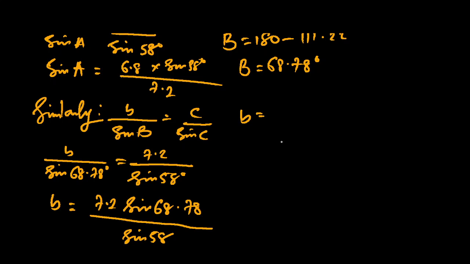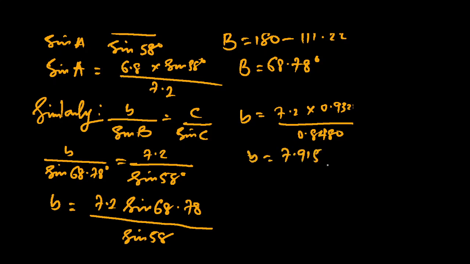So B is equal to 7.2 times sine of 68.78, which will give us 0.9322. Am I making sense now? Divided by 0.8480. So B is therefore equal to 7.915 in centimeters, and then I will have 7.92 centimeters. So that's the value for B. I hope this is clear.